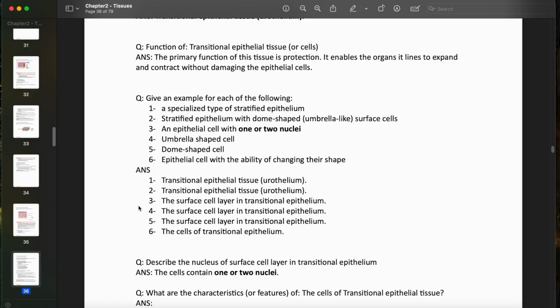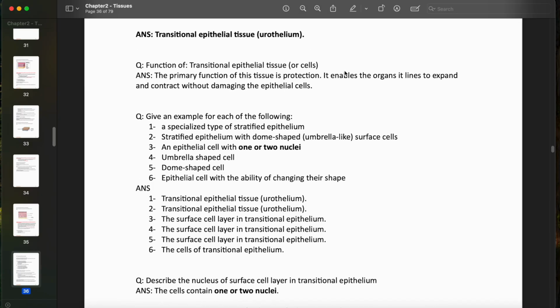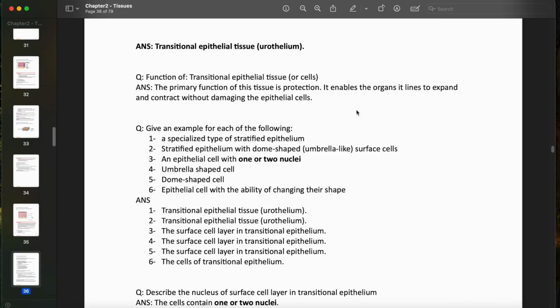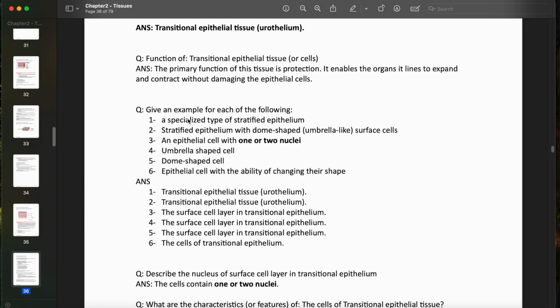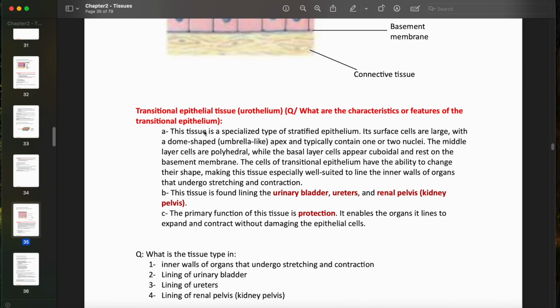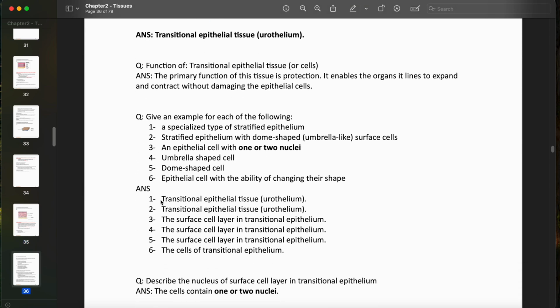Question: function of the transitional epithelial cells. We said the primary function is protection, and it enables the organs it lines to expand and contract without damaging the epithelial cells. Give an example for each of the following. A specialized type of stratified epithelium. Now here, when we describe it, we said that it is a specialized type, so they can ask stuff like that. And the answer is just transitional epithelium or urothelium.